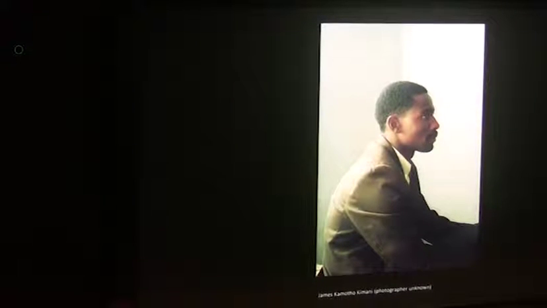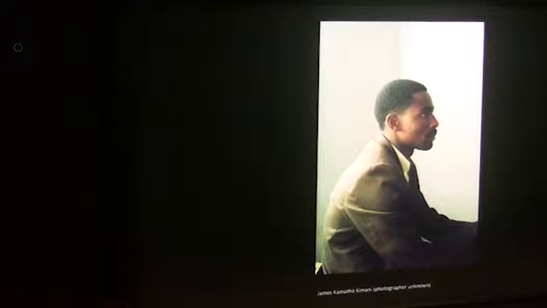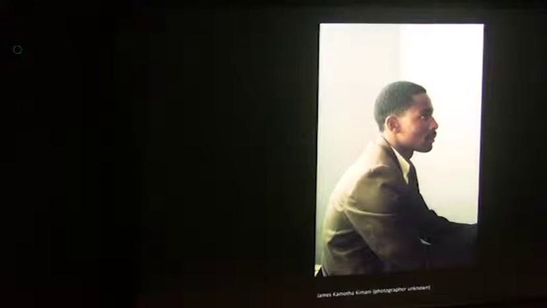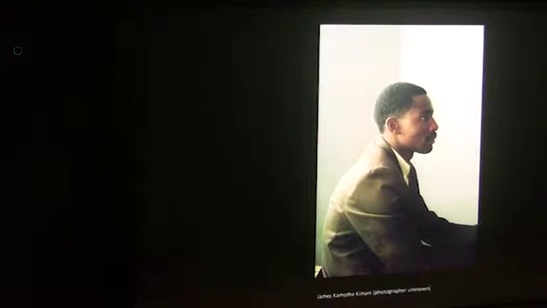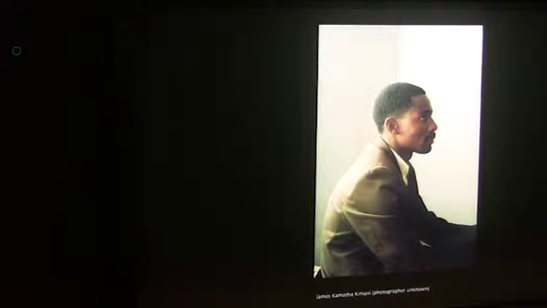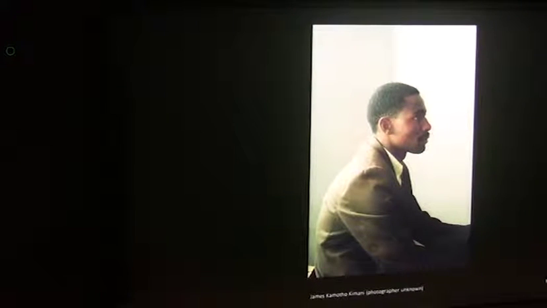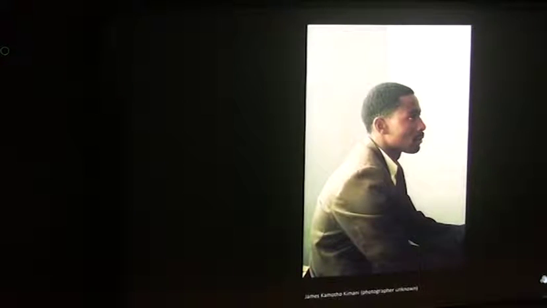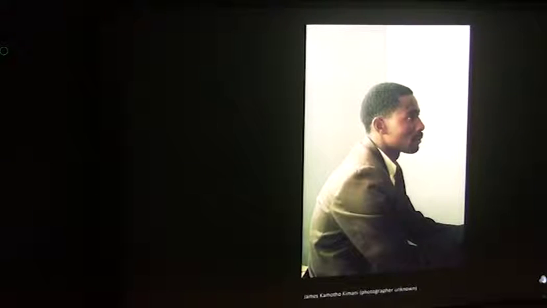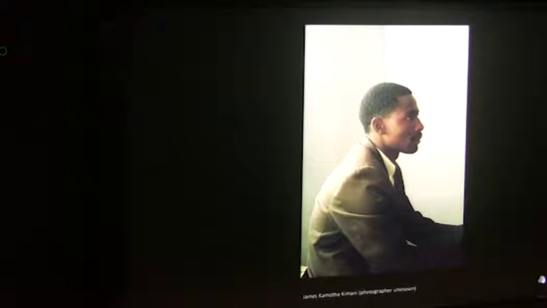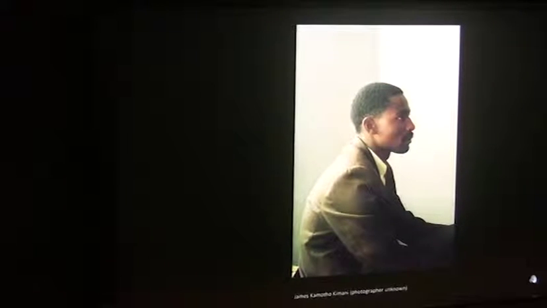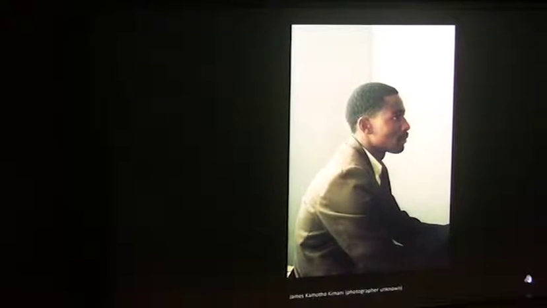This is a sound-only piece, but I did have a photograph of this guy named James Komodo Kimani, a member of the Kikuyu community who was living in the outskirts of Nairobi when I met him. When I was introduced to him, I recorded a brief speech he made, which was part in Kiswahili, part in English, and part in Kikuyu.